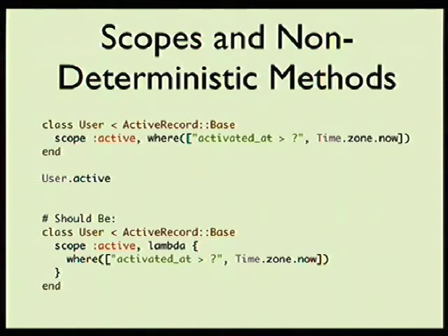in scopes, or really anything in class context, because in this example, it's going to run time.zone.now when that class is loaded, which obviously is not what you want. You want it to be run when you're calling that scope. And so to do that, you need to put it in the Lambda block. Even if it doesn't accept parameters, just put it in the Lambda block, and that will cause it to be run when you invoke the scope.